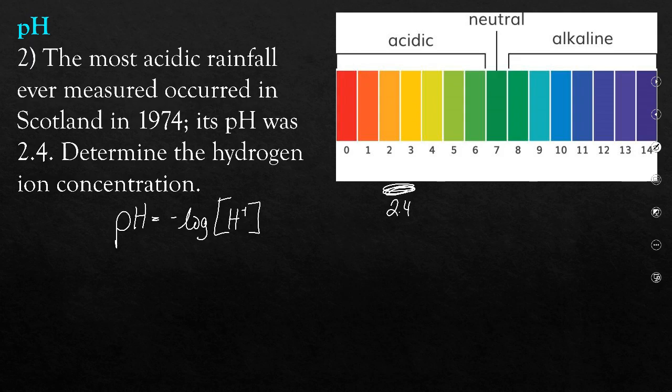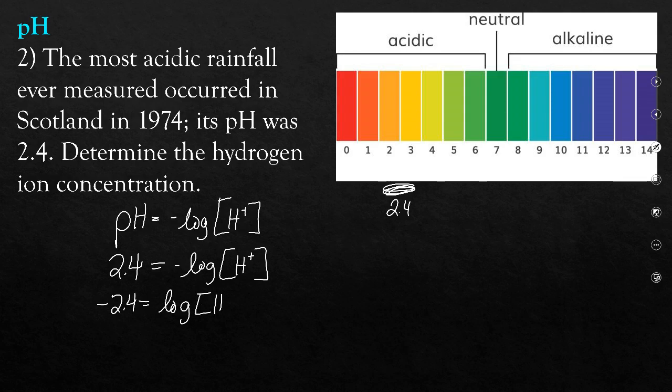This time they tell us the pH is actually 2.4. So that equals negative log of our hydrogen ion concentration. We do need to isolate the log, so we're first going to divide through by the -1. So negative 2.4 equals log of our hydrogen ion concentration.